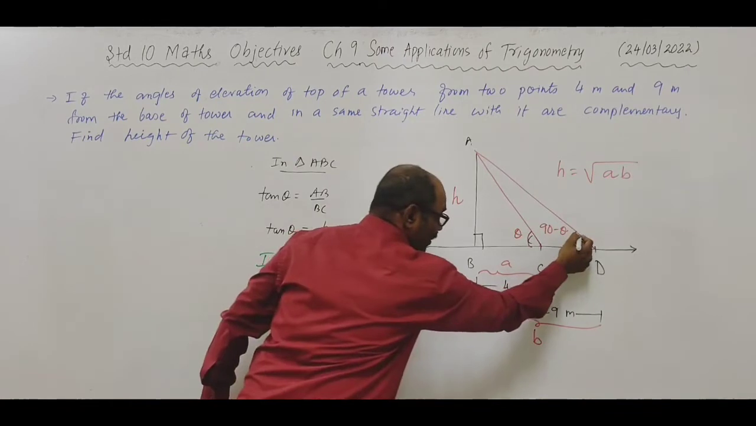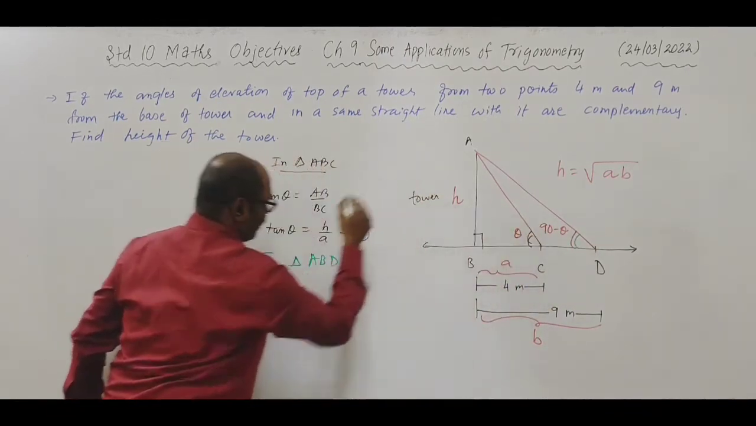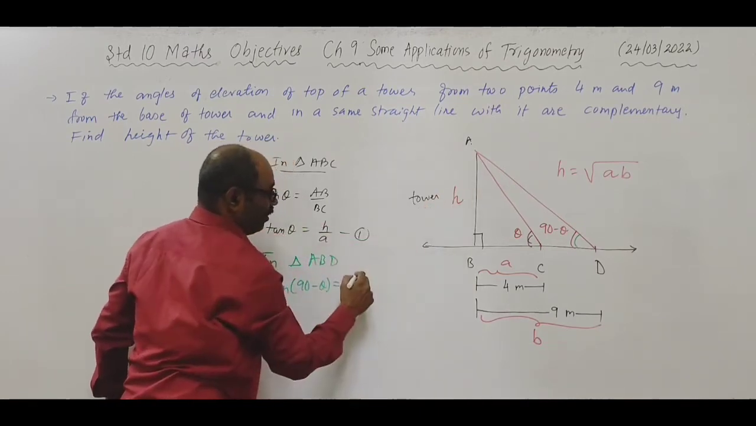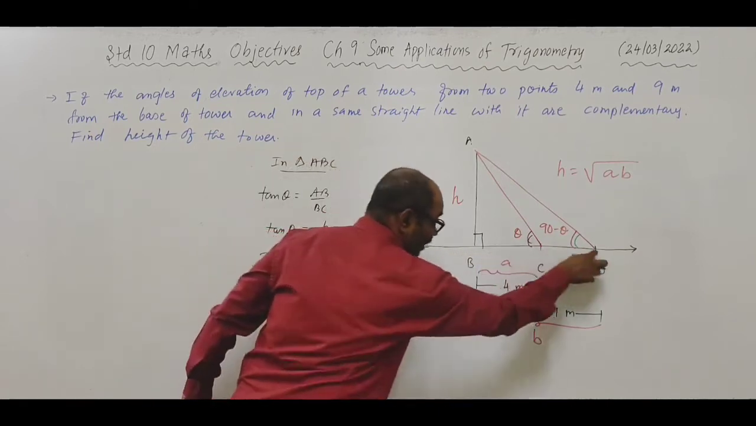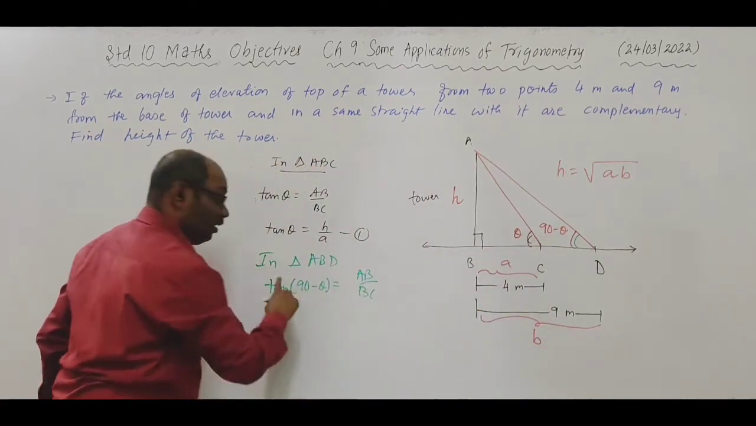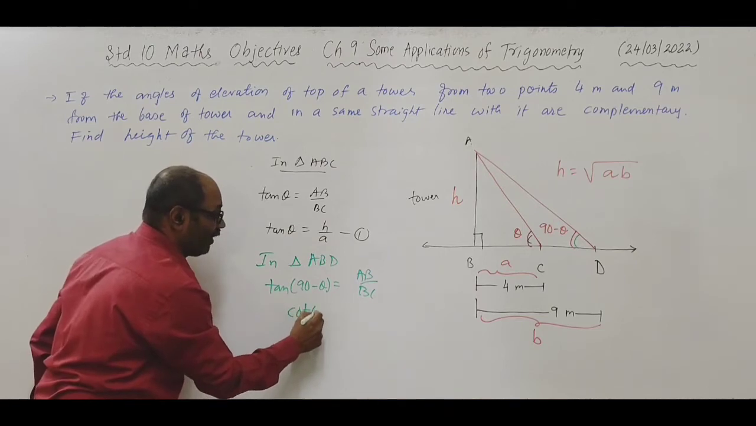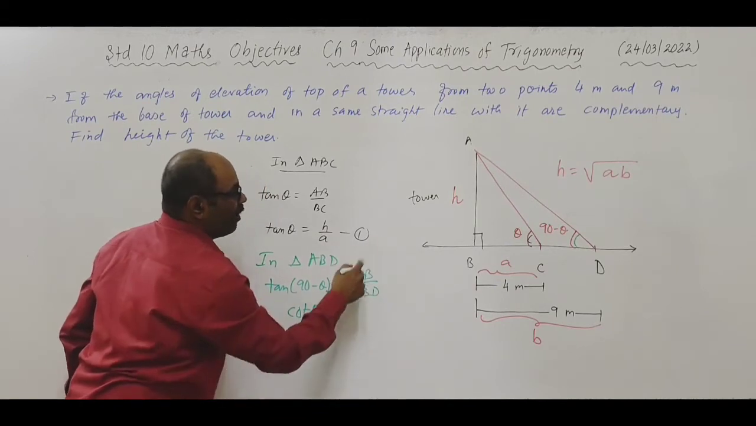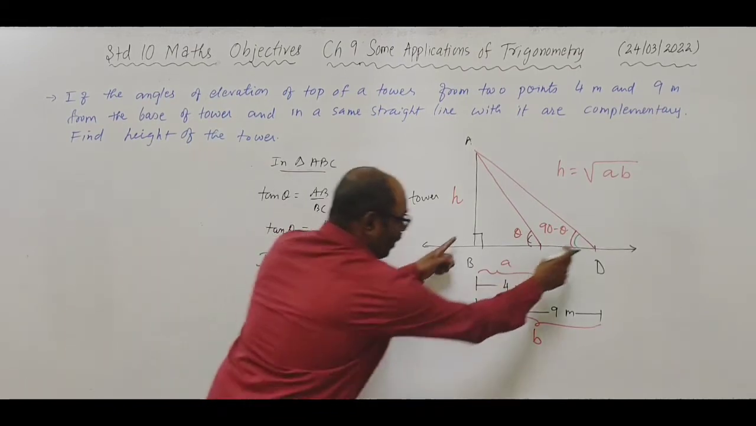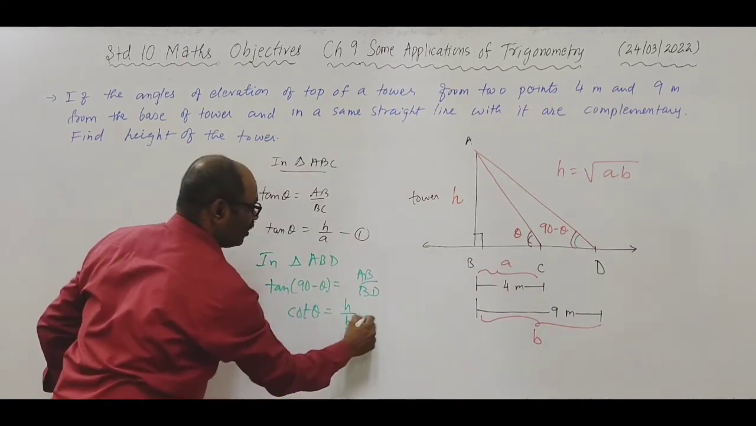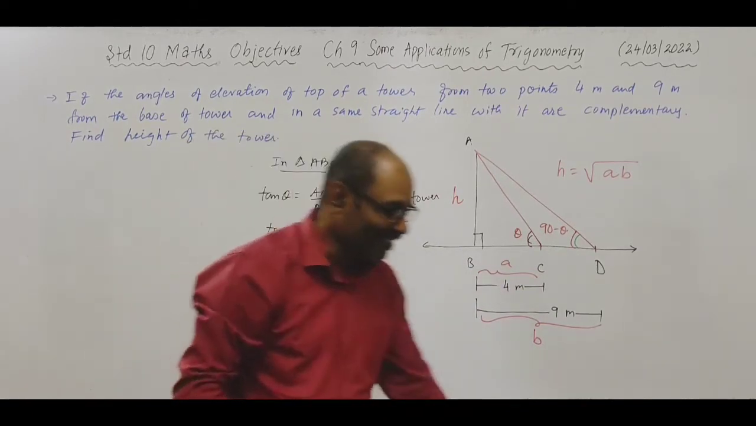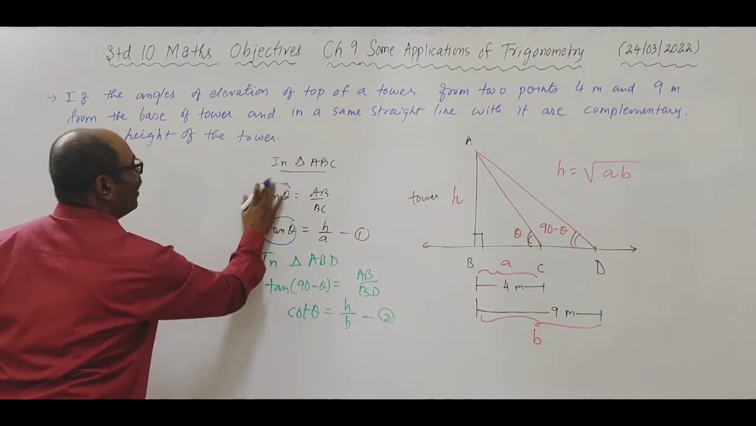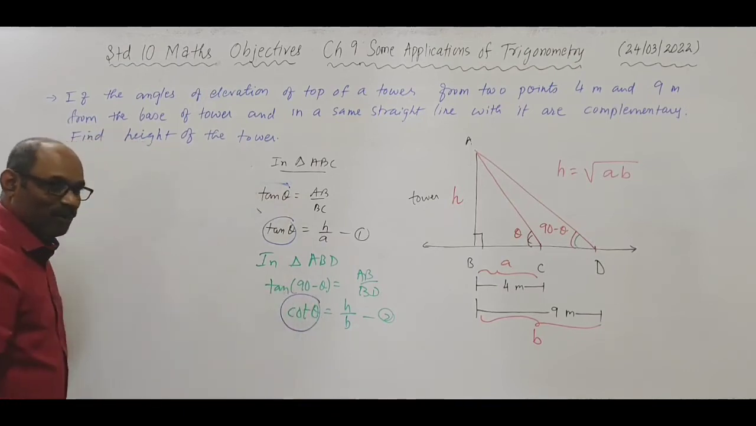Very good. In triangle ABD, the angle is 90 minus theta. The side opposite to it, tan of 90 minus theta, is opposite side AB upon adjacent side BD. Now tan 90 minus theta is cot theta. Sorry, it's BD, yes. Now AB is how much? H. And BD, B. So this is result number 2. From here we need to use a little thought. Tan theta and cot theta are reciprocal of each other.